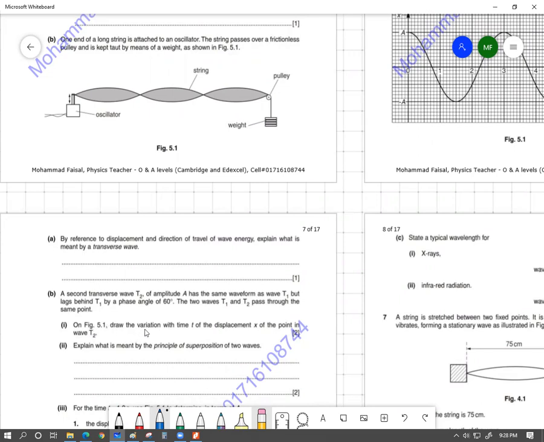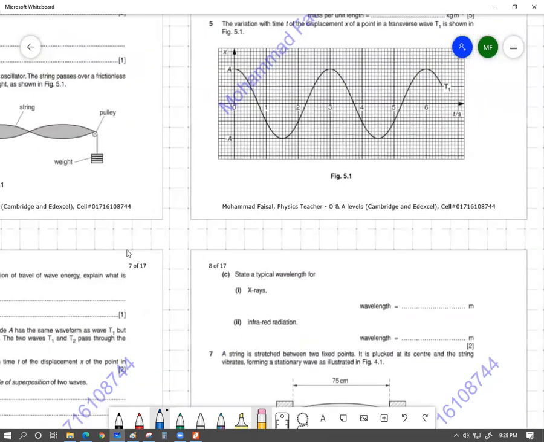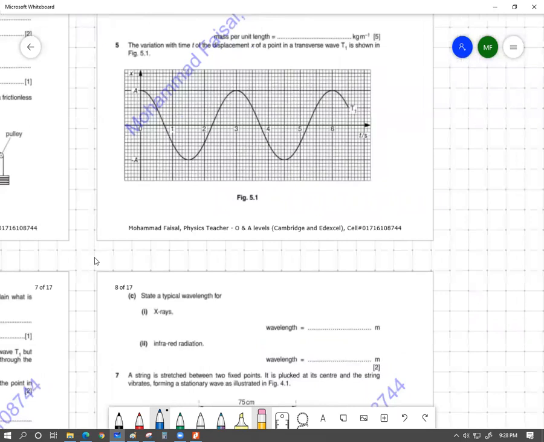On figure 5.1, draw the variation with time T of the distance x of the point wave in T2. Now, one thing you should remember, I was incapable of explaining why that is. I actually forgot. I need to study it once again. One thing that you should remember is that lagging waves should be drawn on the right of the leading wave. So leading waves should be on the left and the lagging wave should be on the right.